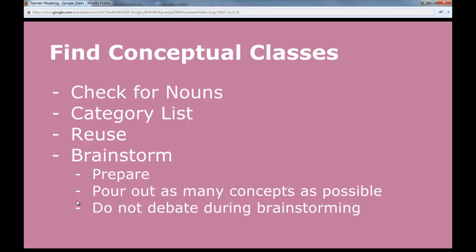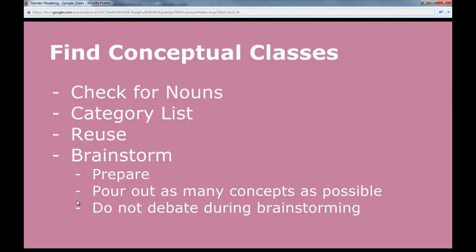Reuse, of course, as I said: if you can get a hold of a model over the problem area, you should use it and find inspiration in it. And brainstorming. Brainstorming is done by preparing, reading up on the documentation and whatnot. Pour out as many concepts as possible. You just find as many as you can. And you do not debate during the brainstorming, so you don't start discussing every little post-it note that you post, so to speak.